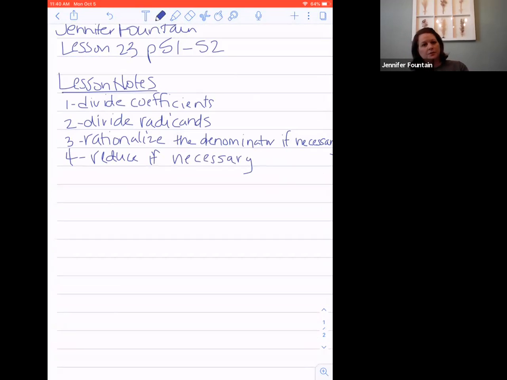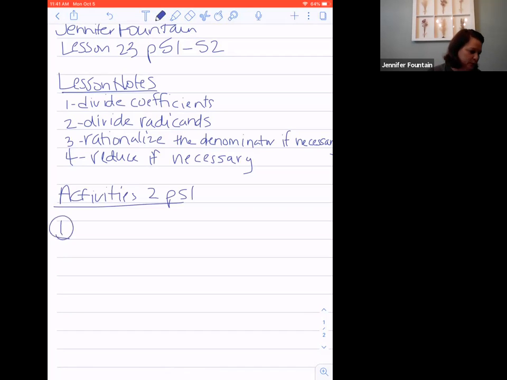Okay, so we've got our lesson notes. Step 1, divide the coefficients. Step 2, divide the radicands. Step 3, rationalize the denominator if necessary. Step 4, reduce if necessary. Then I'm going to write activities 2, page 51. Number 1, 35 times the square root of 10 over 7 times the square root of 2. So now as I'm working this problem, all I've got to do is glance right at the top of my paper, and I've got those steps written right there for me.